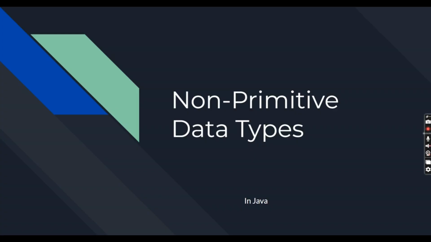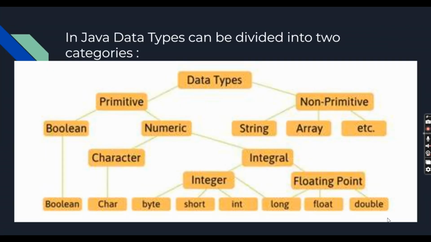What are non-primitive data types, right? You wanted to know what non-primitive data types are. In Java, data types can be divided into two categories. We already covered the basics of primitive types: int, char, boolean, and all of that. But today it's all about non-primitive data types. So what are they?